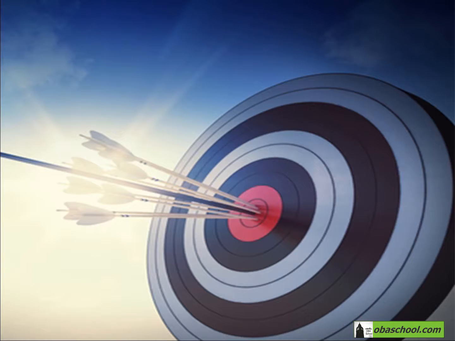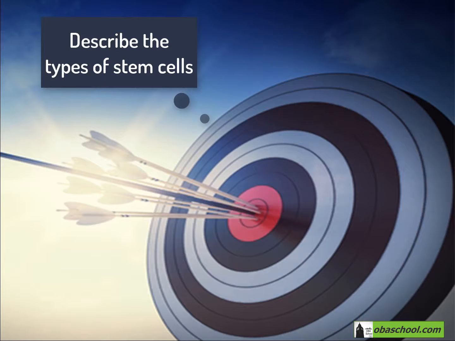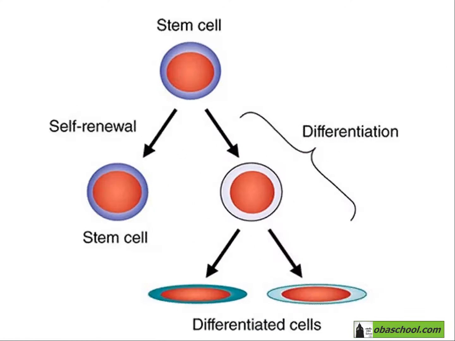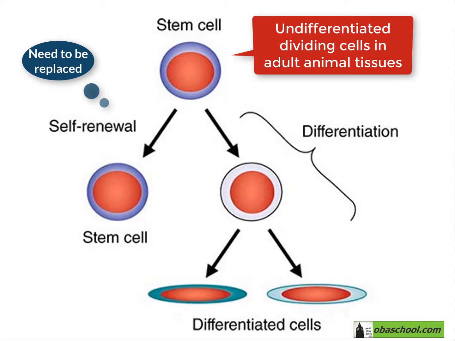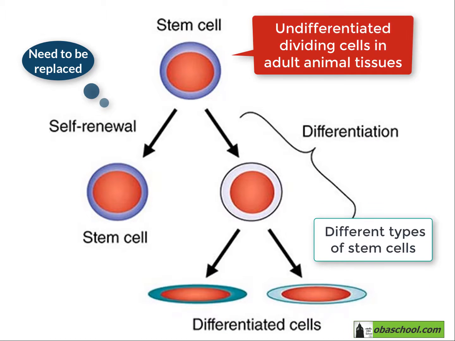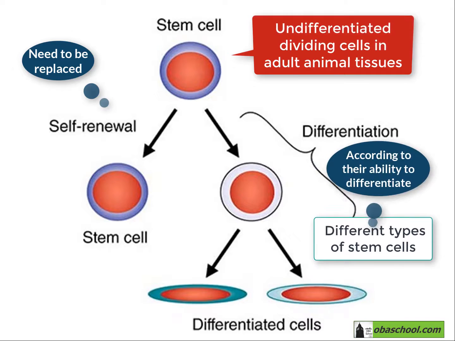And now we are going to describe the different types of stem cells. So we agreed that stem cells are the undifferentiated dividing cells that occur in adult animal tissues and need to be constantly replaced. And we have different types of stem cells which are classified according to their ability to differentiate.